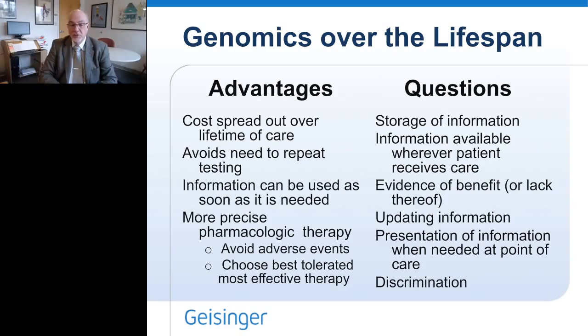We must be able to present this information when it's needed at the point of care, so that when a medical decision is being made, that information is instantly available. We also have to recognize the potential for discrimination, that this information could be used for negative purposes. There are some protections in place in the United States about the misuse of genetic information to discriminate for health insurance and for employment, but for things like life insurance and long-term disability, there are no protections at the present time.